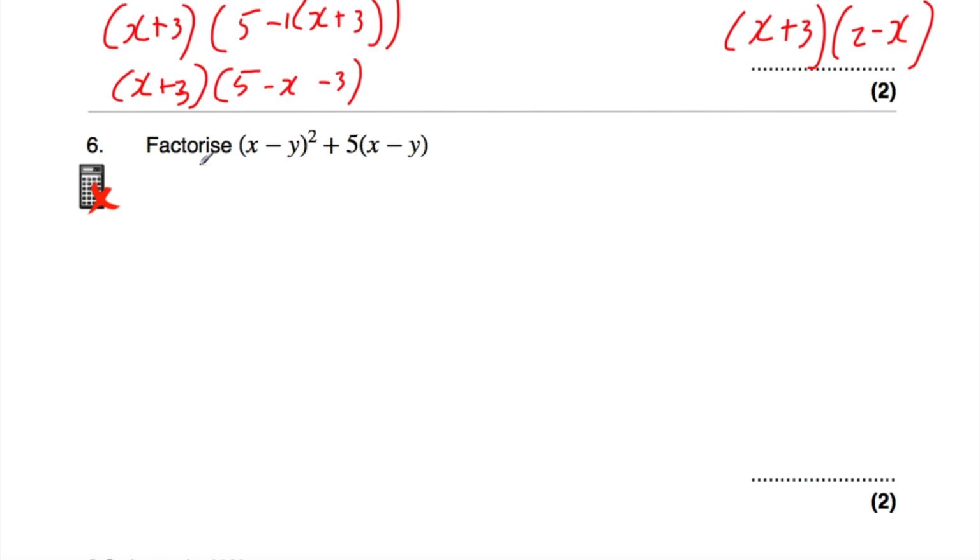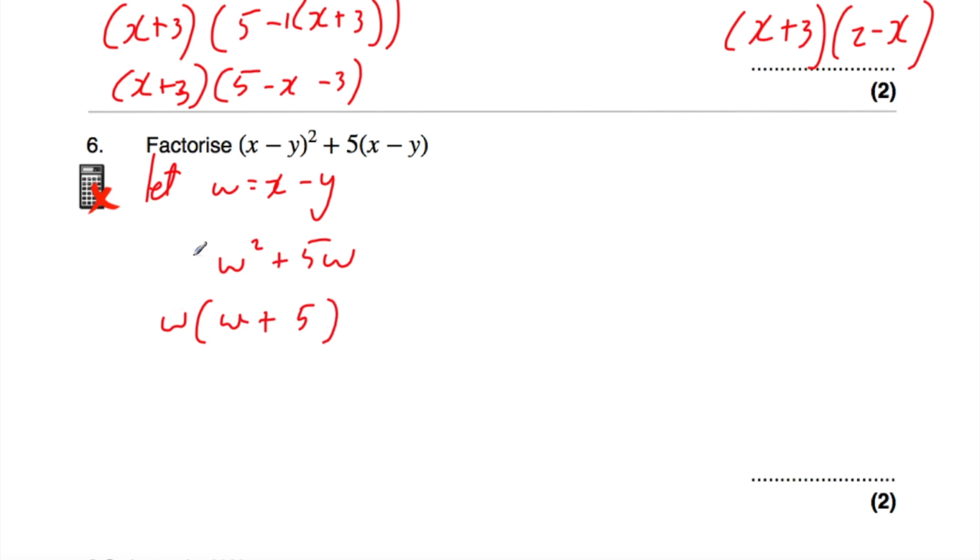So question number 6, we've been asked to factorize x minus y, close bracket squared, plus 5, and then in brackets, x minus y. So what I'm going to do here is let w equal what's inside the bracket, because we've got here x and y. So let w equal x minus y. So just letting w equal what's inside the bracket. So we would have, instead of x minus y squared, we would just have w squared plus 5 times w. Now we can factorize this, take the w out, so we'd have w, and then in brackets, w plus 5. So just factorizing that, because obviously w times w is w squared, and w times 5 is 5w.